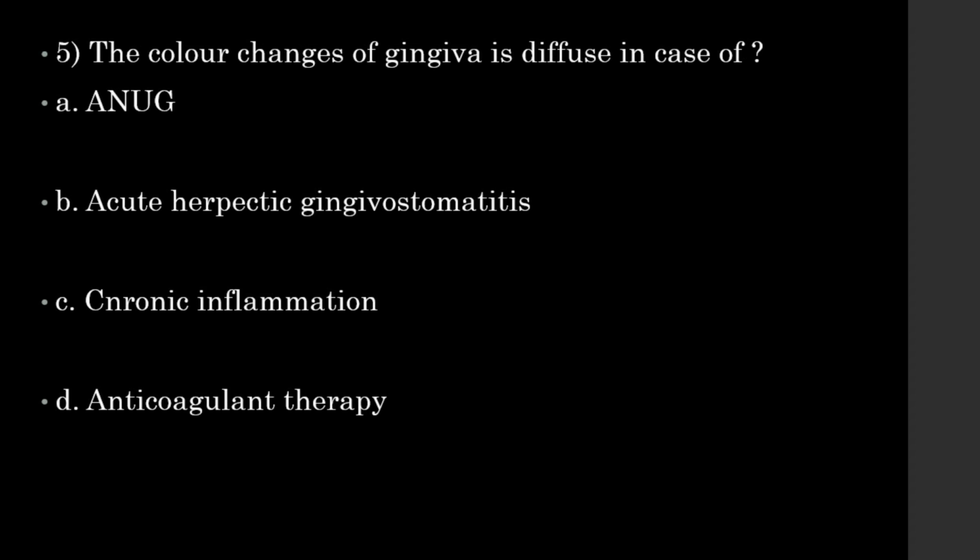Here the right option is option B, that is acute herpetic gingivostomatitis. Actually, the color change of gingiva we see most commonly in acute inflammation. As soon as there is a little acute inflammation in the gingiva, color change is the first sign of that, and from that it then distributes and carries on in case of chronic gingivitis. So that's why acute inflammation is the key feature of the color change of gingiva.